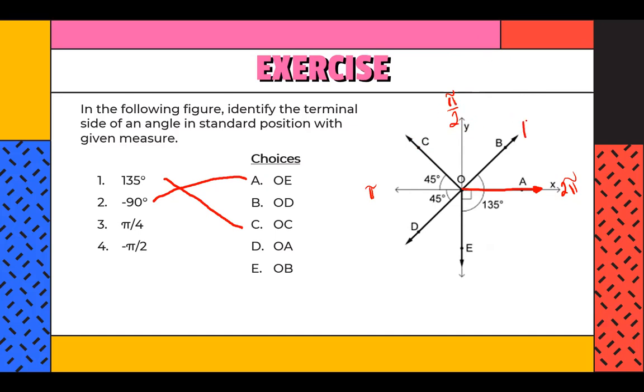Therefore, this side is going to be the terminal side for our angle pi over 4. And that is side OB. That's letter E.